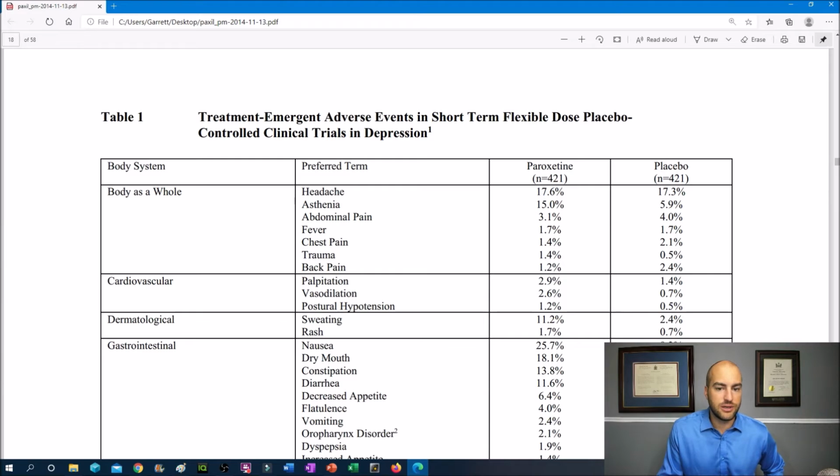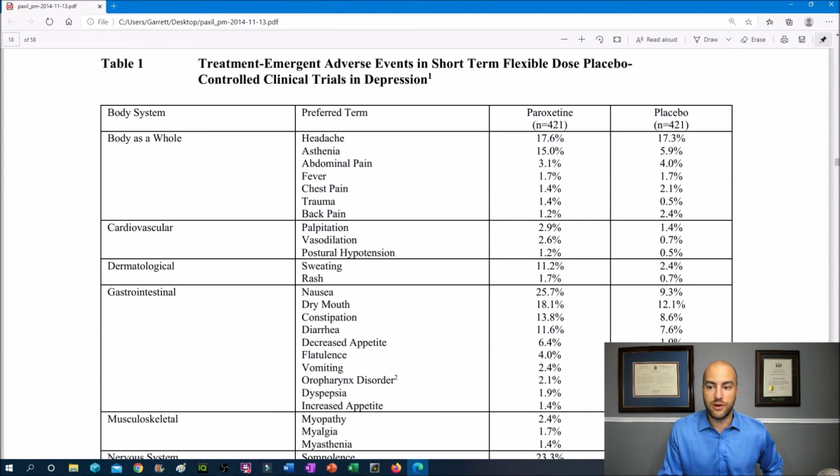Okay, so this is a good table right here. Treatment emergent adverse events in short-term flexible dose placebo-controlled clinical trials in depression. So these are clinical trials treating depression. They're using paroxetine compared with placebo. These are the side effects that patients using the medication got, with the percentage differences. So you can see here, using the medication, what the percentages are, and on this side, what the placebo got. I'm not going to go through each one. We'll kind of go through the list and name off a few.